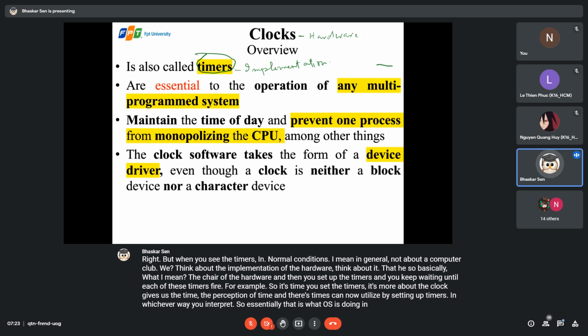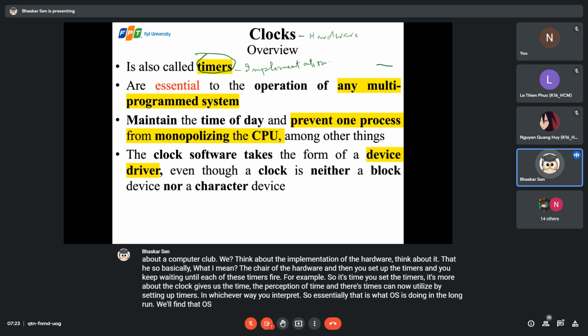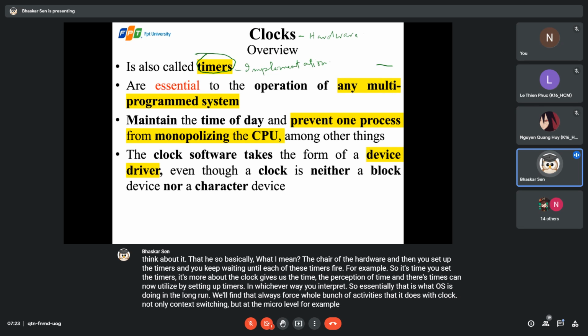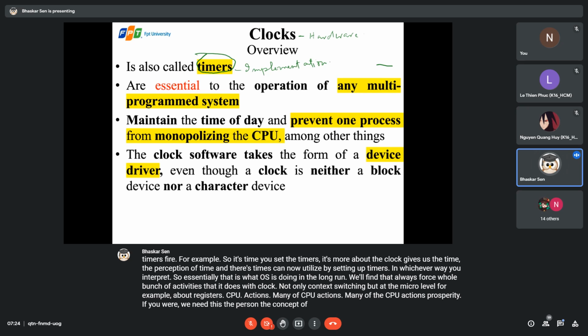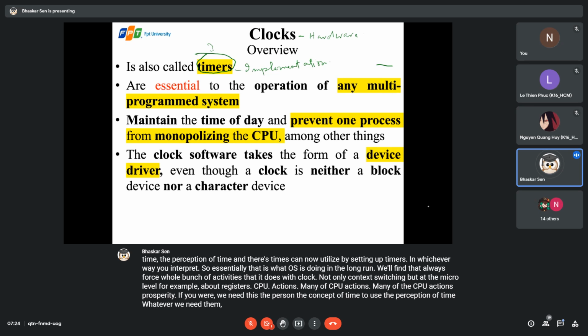In the long run, we'll find that the OS uses the clock for a whole bunch of activities, not only context switching, but at the micro level, for example, registers, CPU actions, process behavior, everywhere we need the concept of time, the perception of time. And wherever we need them, the OS sets up timers. They're essential to the operation of a multi-programming system, no question about that.